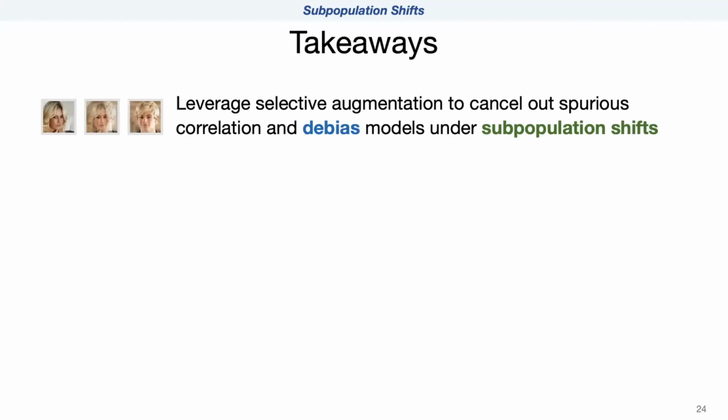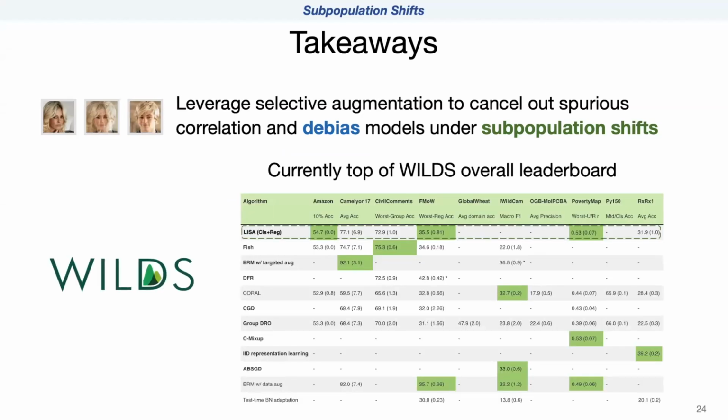So the key takeaways from this part are that we propose LISA to selectively augment examples and to cancel spurious correlations, to find attribute-invariant information, which can achieve unbiased models under subpopulation shift. LISA works pretty well on the WILDS benchmark, which includes datasets with natural distribution shifts, and LISA is currently on top of the overall leaderboard.